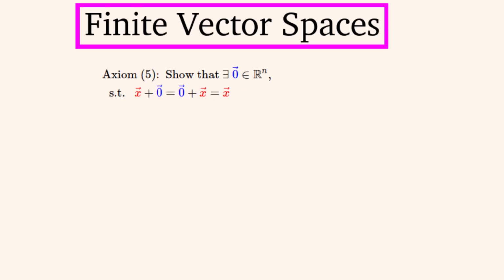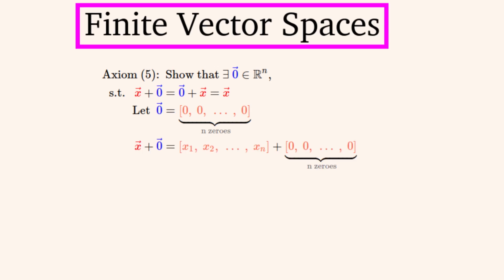So now to prove that the 0 vector exists in Rn, with this definition, that adding it to any vector in the set returns the vector unchanged. So in order to prove it, we'll set the 0 vector to be this vector, which is a row vector of n zeros, and then we'll show that it satisfies this definition. So we'll start with one of the addition expressions, which is x plus 0. Then we'll add these two vectors together. Then all of these zeros will cancel.